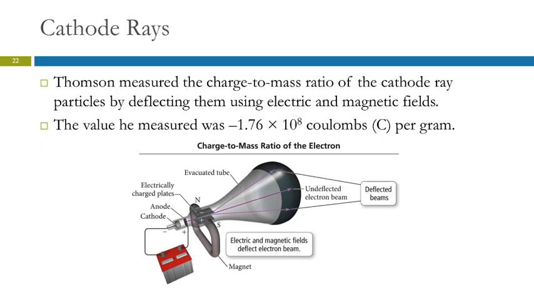And so what he observed is that 1 gram of these particles would have a charge of negative 1.76 times 10 to the 8th coulombs. Coulomb is just a unit of charge. It'll crop up a couple of times, but we're not actually going to do much with it. So negative charge, 1 gram of these particles had this amount of charge on them. He couldn't say anything about what the mass was or what the charge was on an individual particle, but he could measure the ratio.